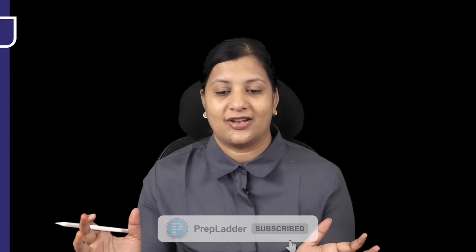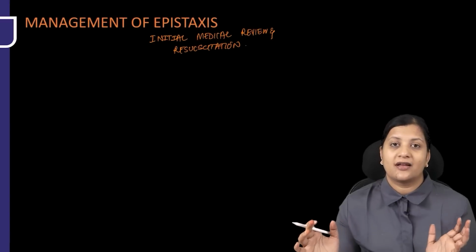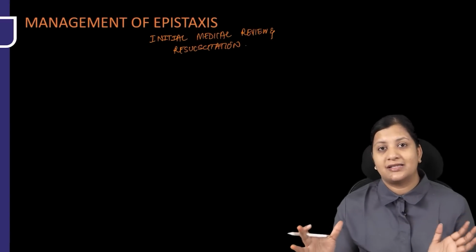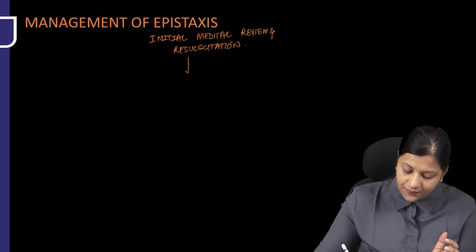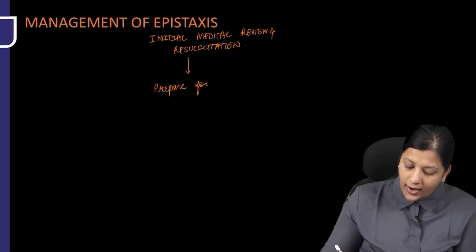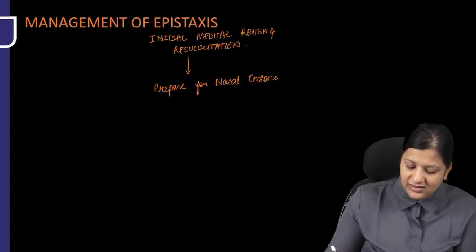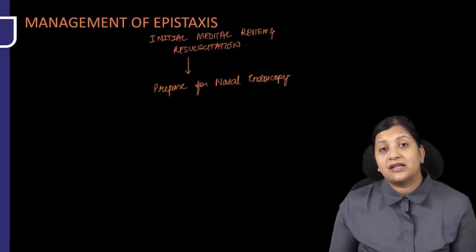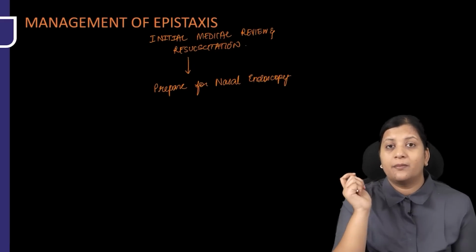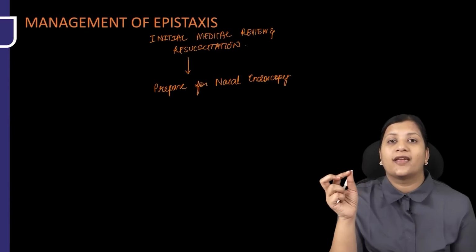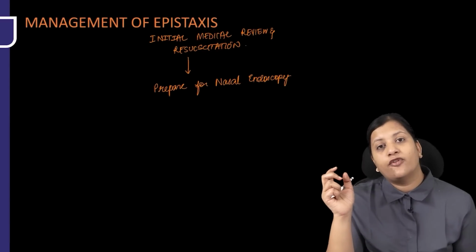Now after doing initial medical review and resuscitation, you're going to prepare the patient for nasal endoscopy. So what is the next step? The next step is prepare for nasal endoscopy. Why do you want to prepare for nasal endoscopy? Because you want to see, is there any bleeding happening from the nose actively, and if there is an active spurter, meaning there is a blood vessel that has ruptured and it is bleeding, you can stop it by coagulating it. So you will prepare for nasal endoscopy.